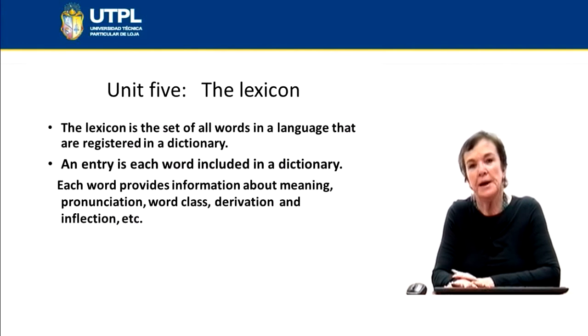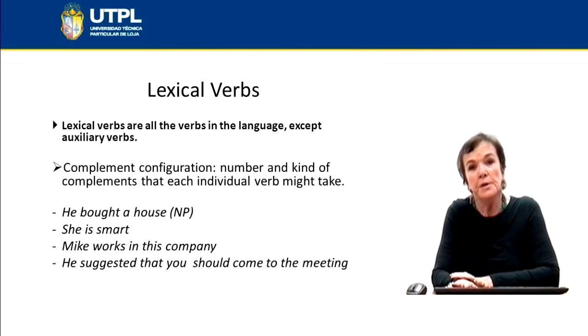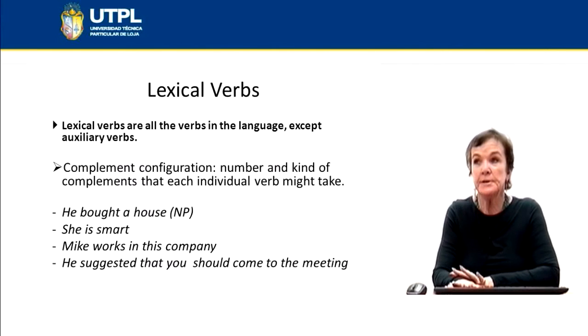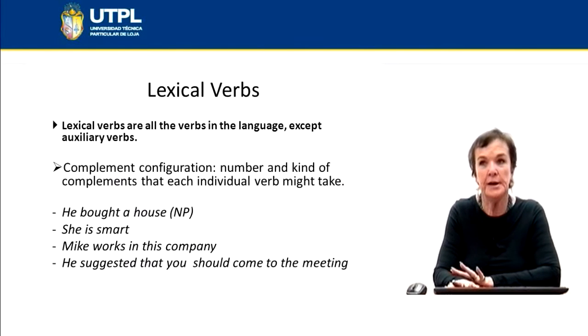Each word provides information in a dictionary about meaning, pronunciation, word class, derivation, inflection, and some historical information about the development of the word. As a part of the lexicon, we have what are called lexical verbs. Lexical verbs are all the verbs in the language except auxiliary verbs. So, verbs are divided into groups, lexical verbs and auxiliary verbs.